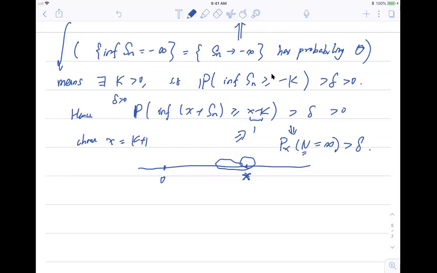So what does this mean? From 0, you can always reach x. Once you reach x, there is a certain probability you can never come back. 0 is transient, and all other states are also transient because they are accessible, because they are irreducible. So Z is irreducible.